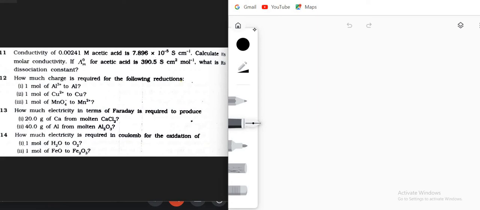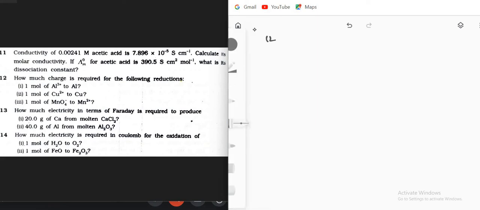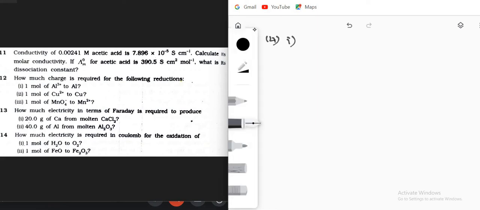Question number 14. 14.1. How much electricity is required in Coulomb for the oxidation of 1 mole of water to oxygen? Okay, 1 mole of water to oxygen. Water, H2O, to oxygen. Right?